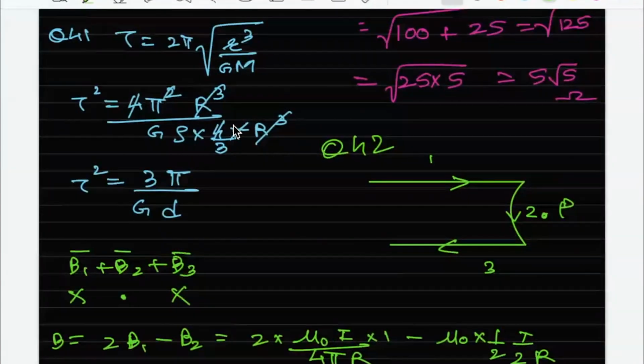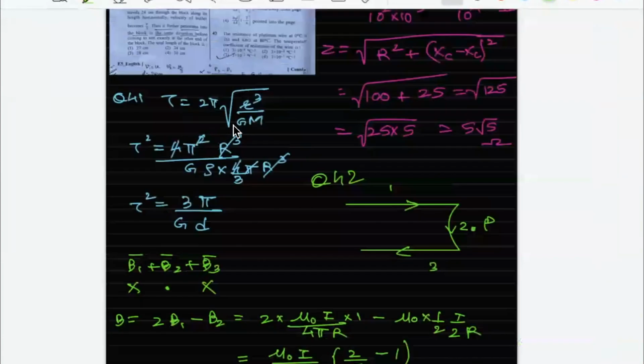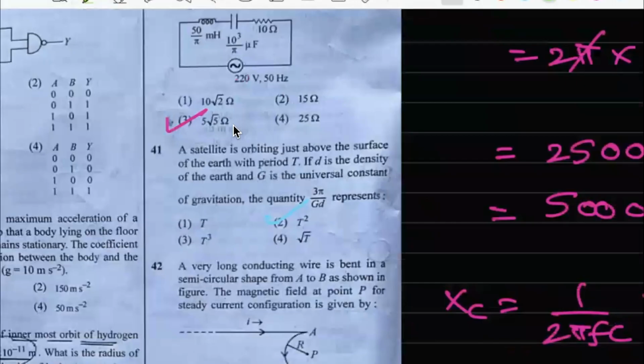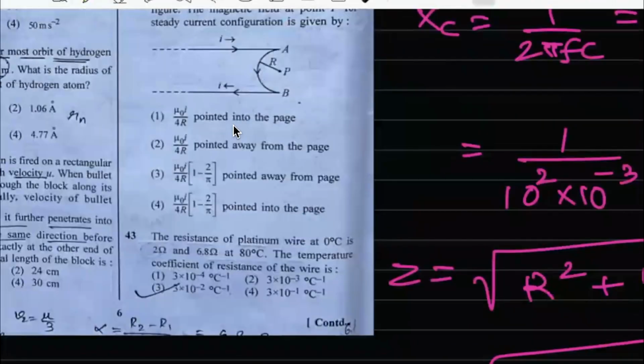I get, what should I take common? Mu 0 I by R. In fact, 4 also. So I have mu 0 I by 4 R gone, so I have 2 by pi minus 1. So what are my options? Mu 0 I by 4 R. Do we have that in the denominator? Yes, we have mu 0 I by 4 R, but we also have the bracket. So these two are not true.